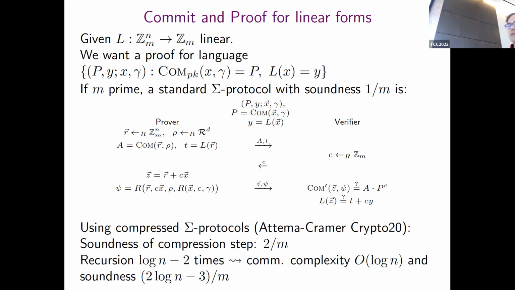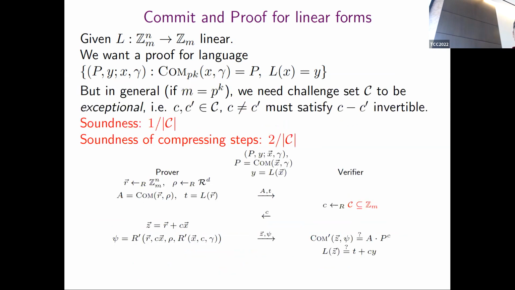But now the problem is that if we are over rings where M is a power of a prime, in general this construction requires that the challenges that the verifier sends live in a space where the difference of 2 different challenges needs to be invertible. The soundness is given by the inverse of the size of that set, and the soundness of the compressing step is 2 over that size.